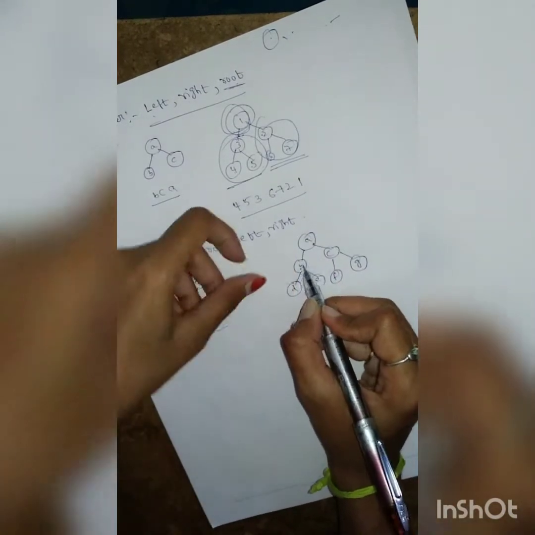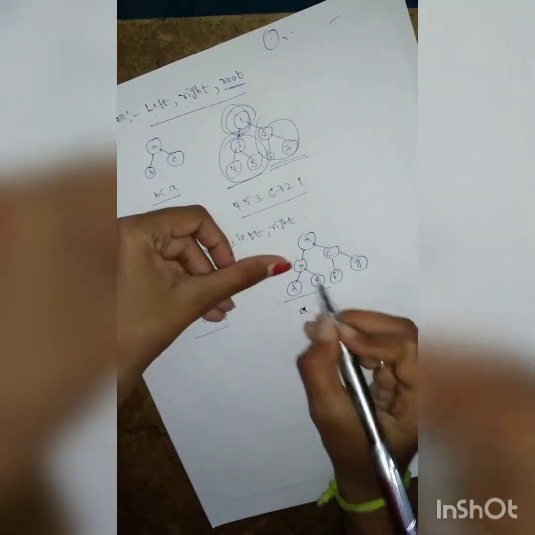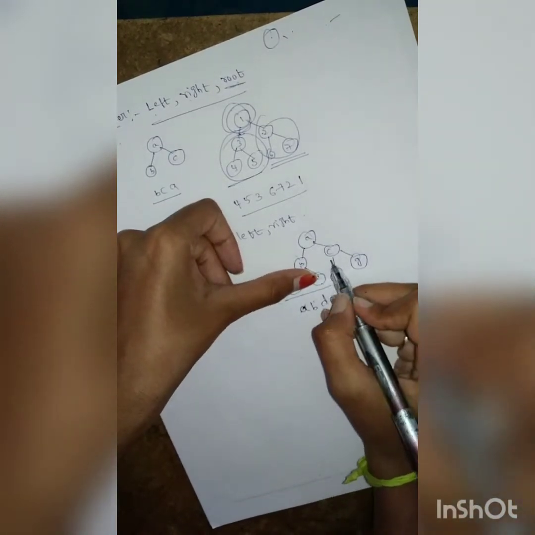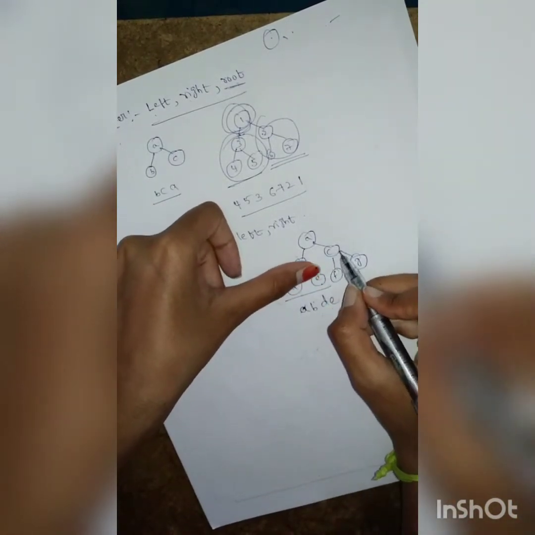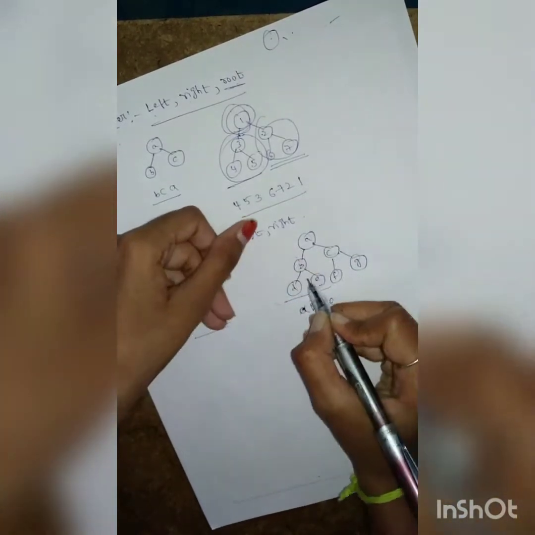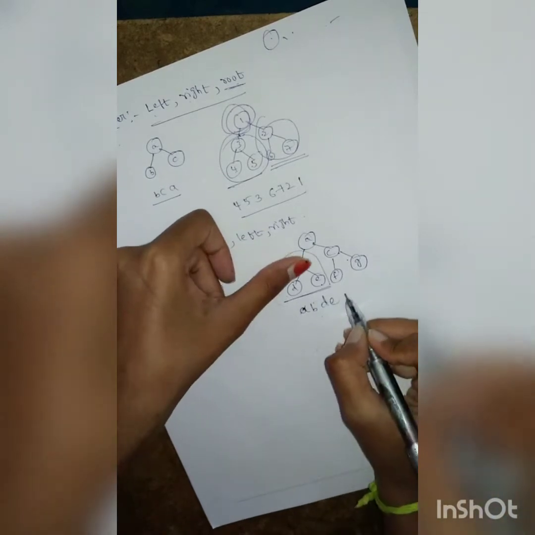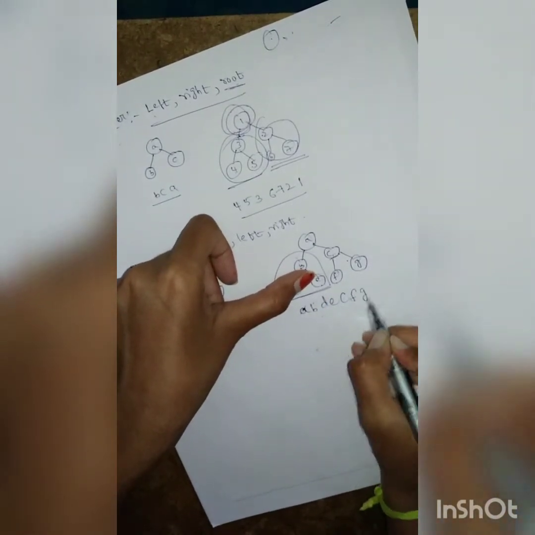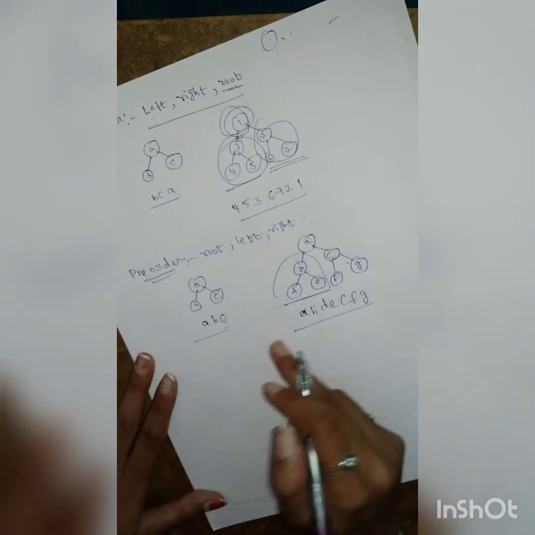Next left. While coming to the left, B is root. D, E. Next again, we come to the right. Left is completed, we come to the right. So C is root, F is left, right is G. A, B, D, E, C, F, G. In this way we traverse in pre-order.